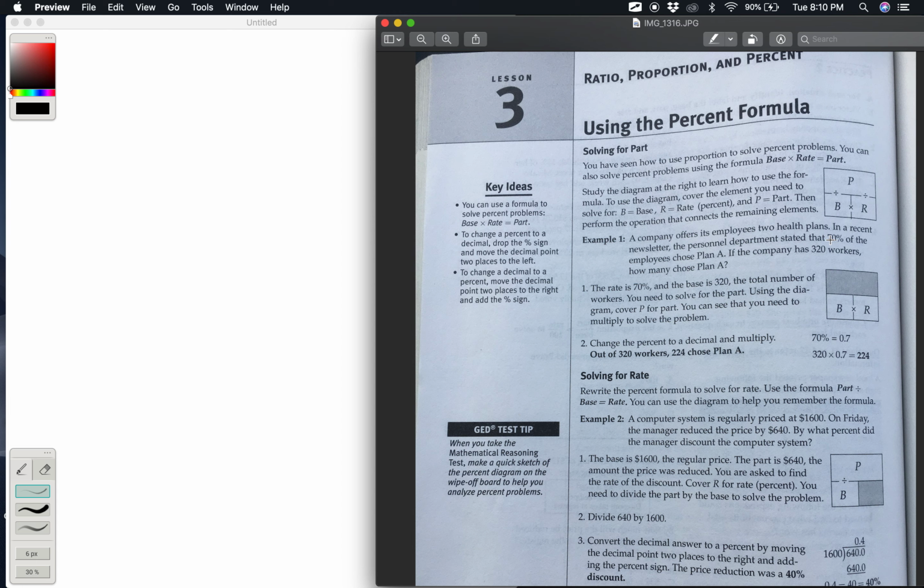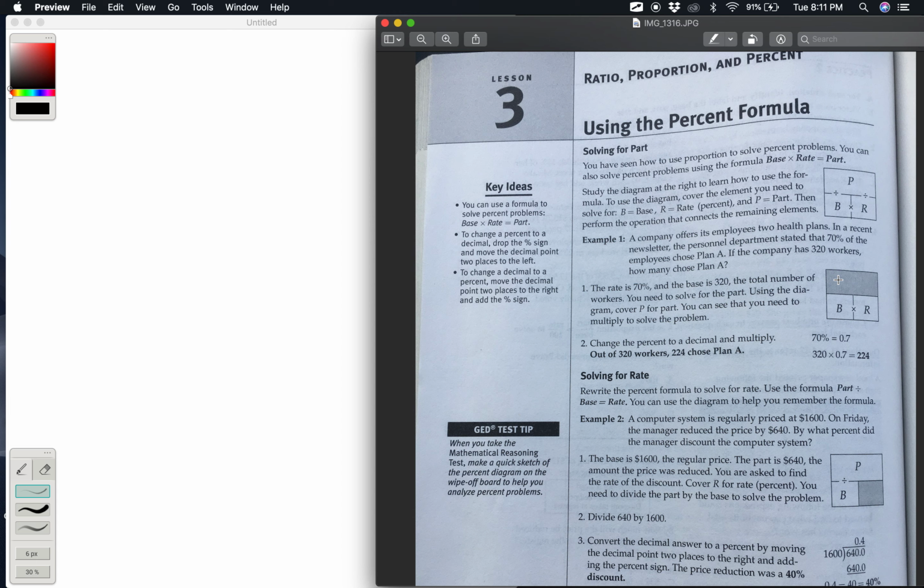So it's showing us 70%. When we have the base and the rate, the rate is always the percent, and the base is the total amount. In this case, if the company has 320 employees, the base would be 320. That would be the base. It's never changing. There'll always be 320.